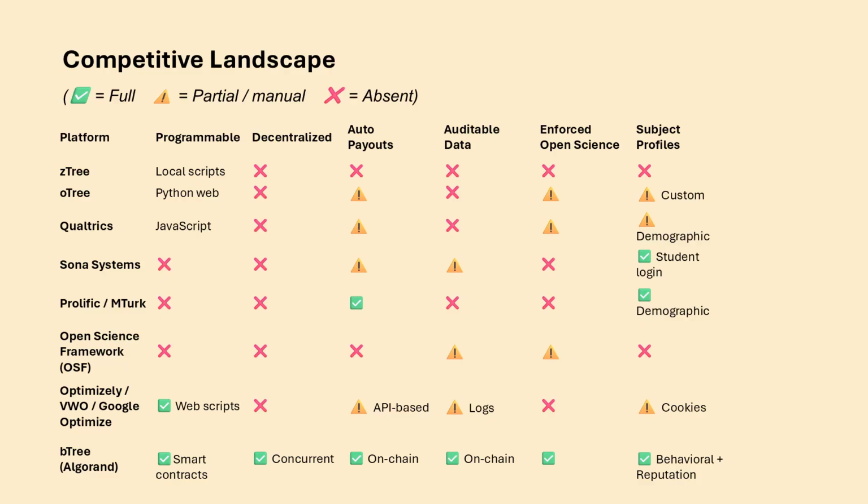In the competitive landscape, no other platform combines programmability, decentralization, automated payouts, auditable data, enforced open science, and persistent subject profiles. btree is the only platform that integrates all 6.